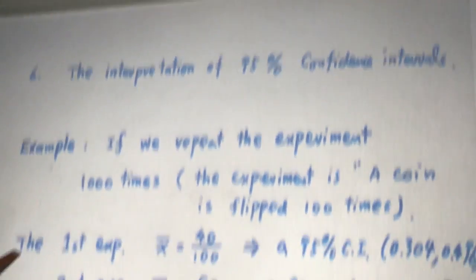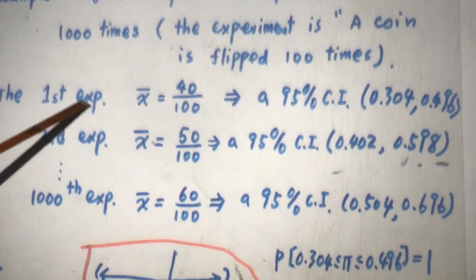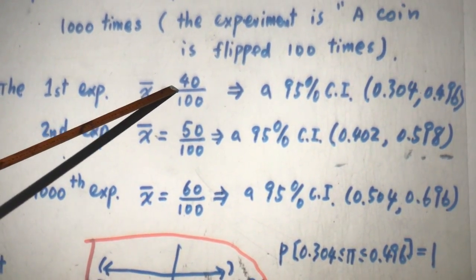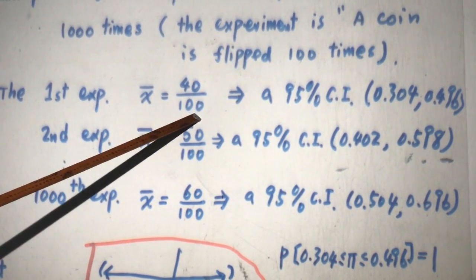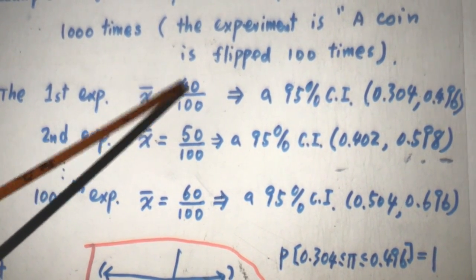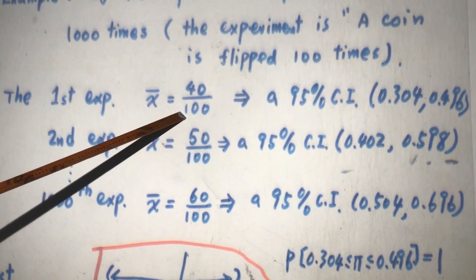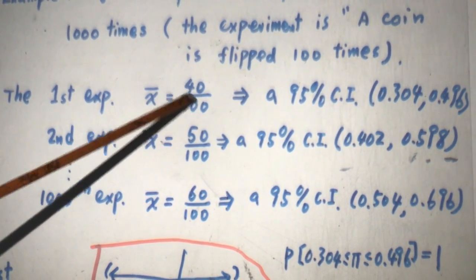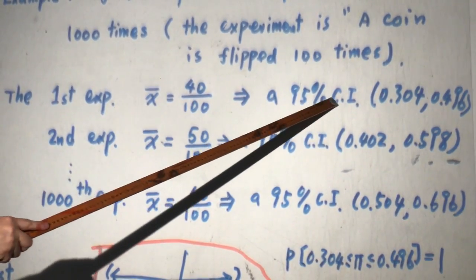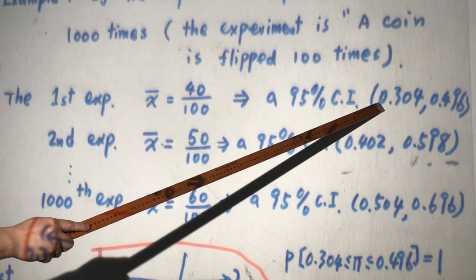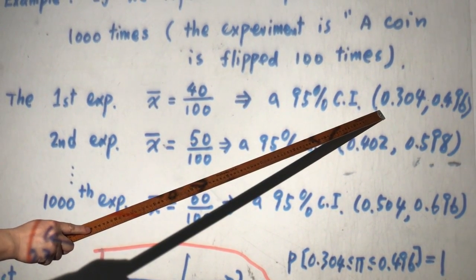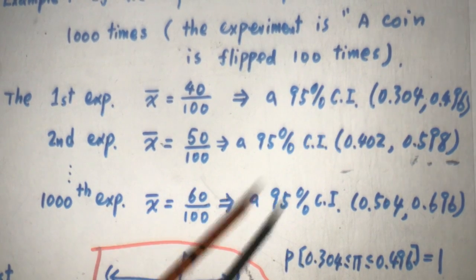For example, in the first 100 flips, the first experiment, I saw 40 heads. 40 out of 100 is 40%. So I plug in the formula. N equals 100, X bar equals 0.4. A 95% confidence interval will be the interval from 0.304 to 0.496.